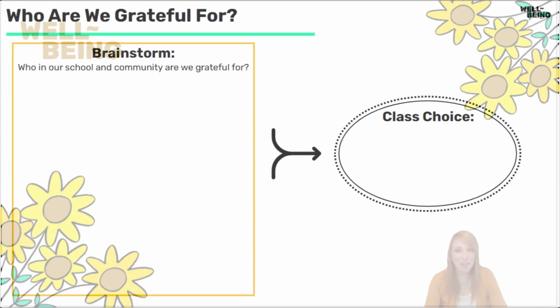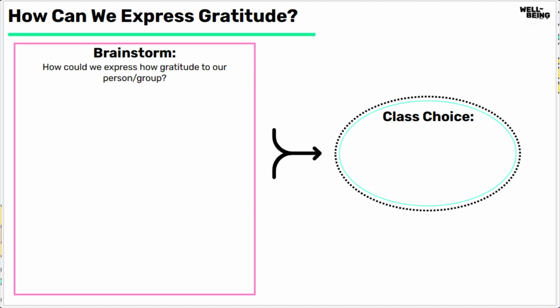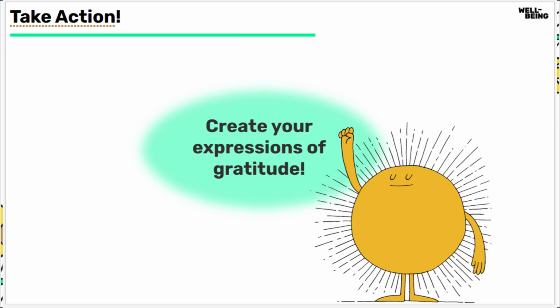This lesson is all about your students brainstorming who in their community they are grateful for and why, and then deciding on who they want to express gratitude to as a class. You can also choose to allow students to choose who they want to express gratitude towards on an individual basis. Then, once students have decided, it's time for them to create their expressions of gratitude.